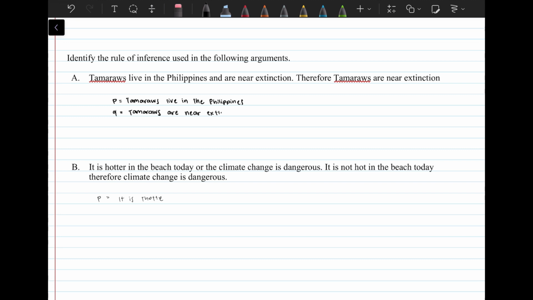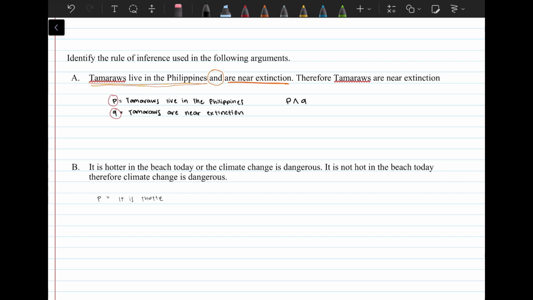So for our first sentence, tamaraws live in the Philippines and are near extinction. The two thoughts have been combined using the connective and. So, tamaraws live in the Philippines, which is our first thought, letter P. Then, the connective that we have used for this sentence, and, which is the conjunction, connecting to our next thought, which is near extinction, letter Q.